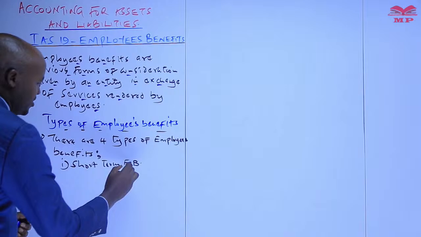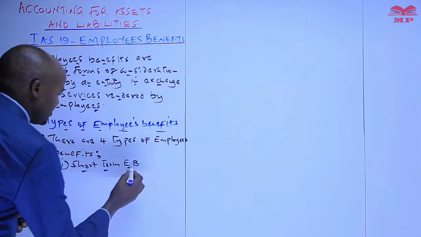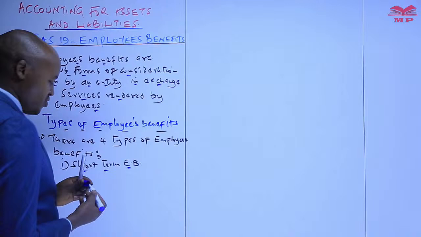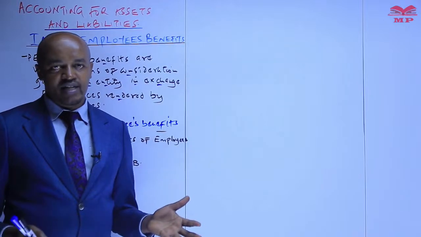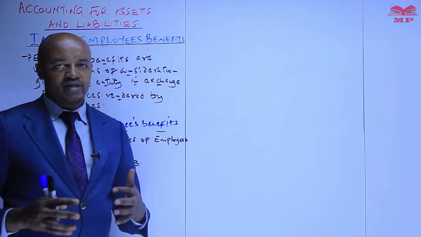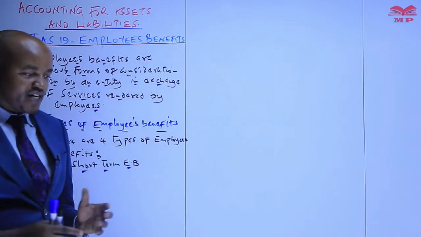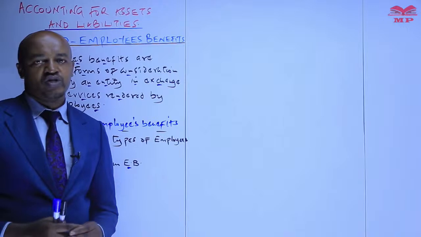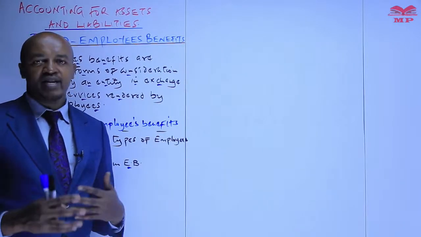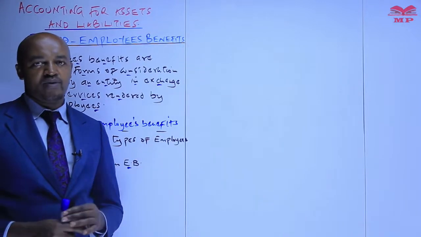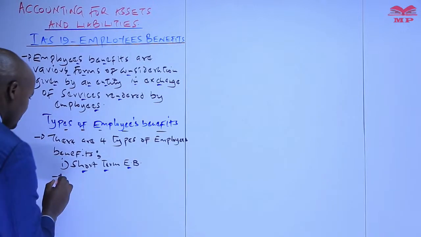employees benefit. When we talk about short-term employees benefit, this refers to those benefits which are payable to the employees within a period of 1 financial year from the date the services were provided. In other words, these are benefits which will be paid to the employees within 12 months from the date the services were rendered. Good examples of short-term employees benefits include salaries, wages, and also the various allowances which are payable to the employees mostly on a monthly basis.